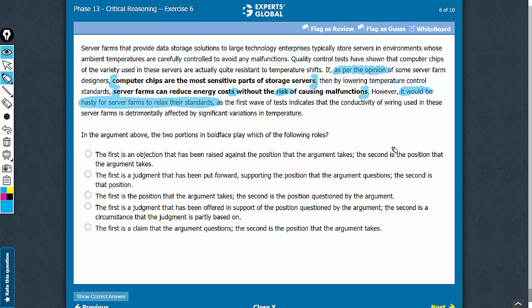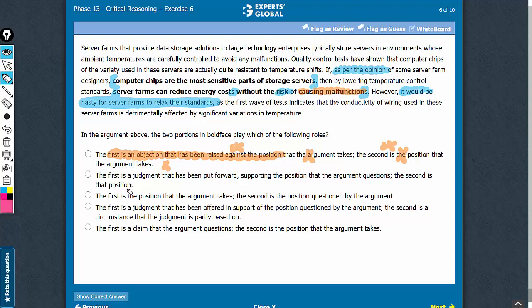So with this groundwork, let's look at the answer choices. No, first is not an objection against the position that the argument takes. It's the other way around. First is a position that the argument objects against. So this part is not correct. Look at the second part here. No, second is not the position that the argument takes. The argument is against this position. The argument says that this should not be done. So answer choice A is a very poor answer choice. The role of the first boldface and the second boldface each is incorrect.